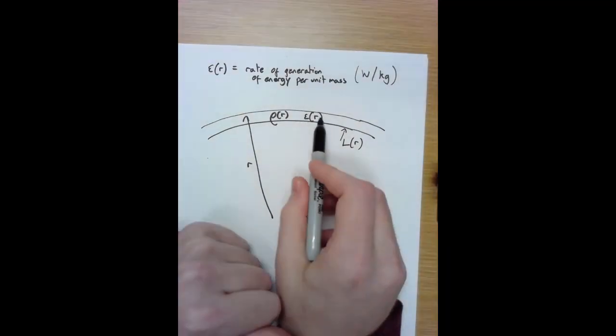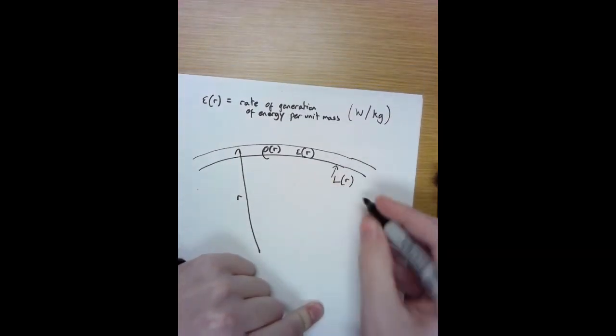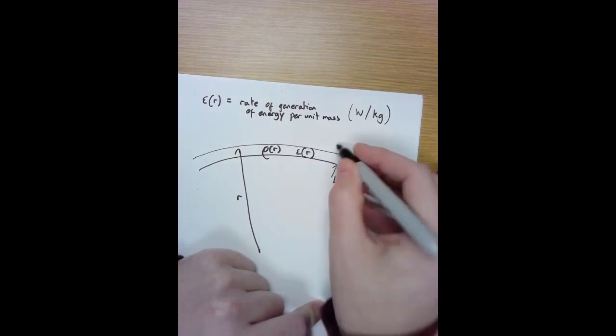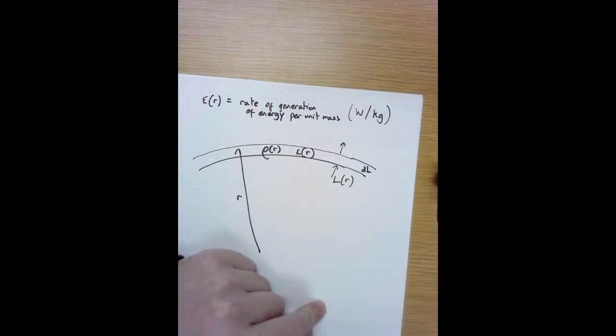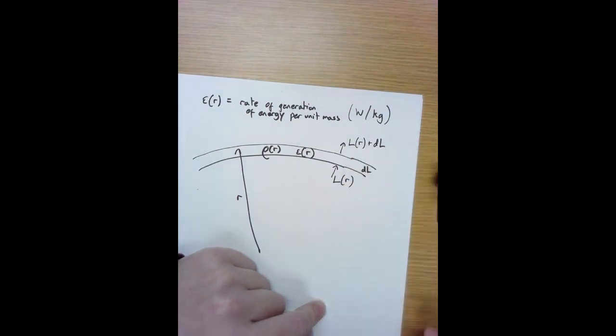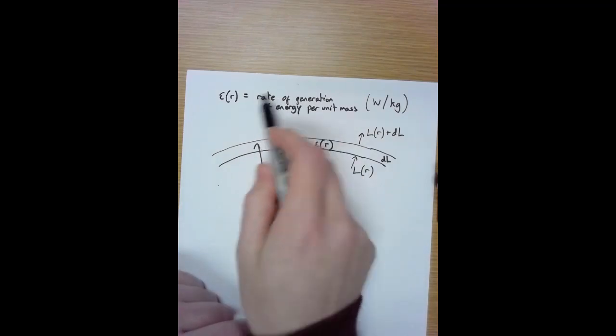So if energy is being generated in this slab of material, then it's going to increase the luminosity by a certain amount dL, so that when you come out the other side of this spherical shell, the luminosity is L of r plus dL. Right? The luminosity has been increased because you've released some energy from nuclear reactions at this rate.